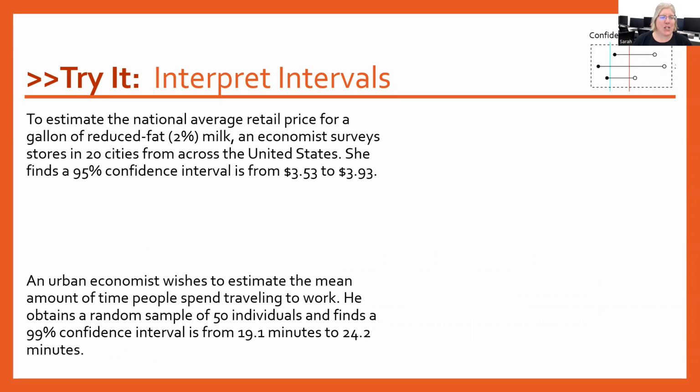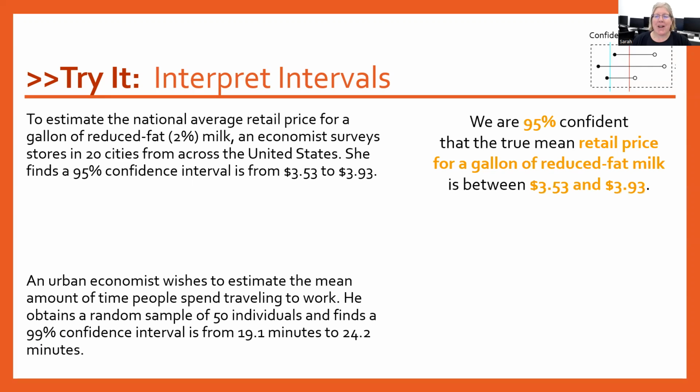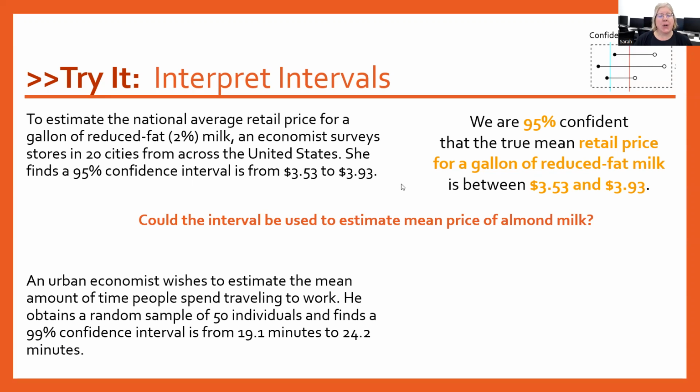All right, to estimate the national average retail price for a gallon of reduced fat 2% milk, an economist surveys stores in 20 cities from across the US. She finds a 95% confidence interval is from $3.53 to $3.93. So our sentence here in context, you're going to use that 95%. We are 95% confident that the true mean retail price for a gallon of reduced fat milk, or something along those lines that captures that idea, is between $3.53 and $3.93.